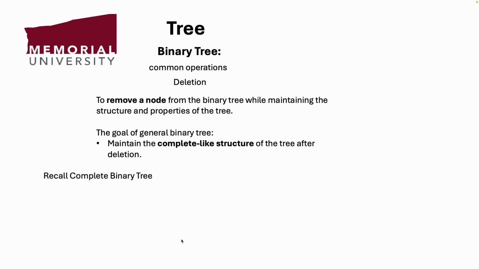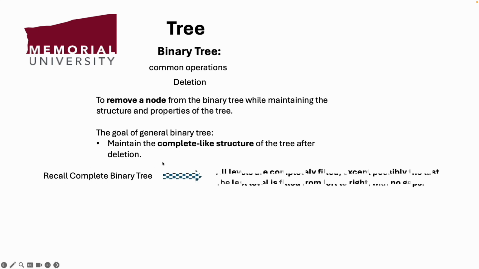Let's recall the complete binary tree. What's a complete binary tree? Because we have this kind of requirement, right? Complete-like structure. So that's why let's recall the complete binary tree. A complete binary tree has two requirements. First, all levels are completely filled except possibly the last. Second, the last level is filled from left to right with no gaps.